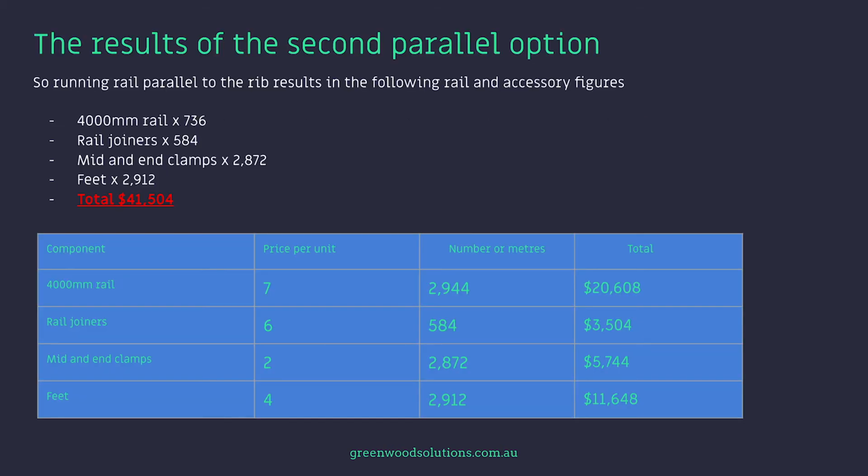So running a rail parallel to the rib results in the following rail and accessory figures. The rail, 736 lengths. Joiners, 584. Mid and end clamps, 2,872. Feet, 2,912. Total of $41,504. And you can see that in the table below. So spend your time having a look at that.